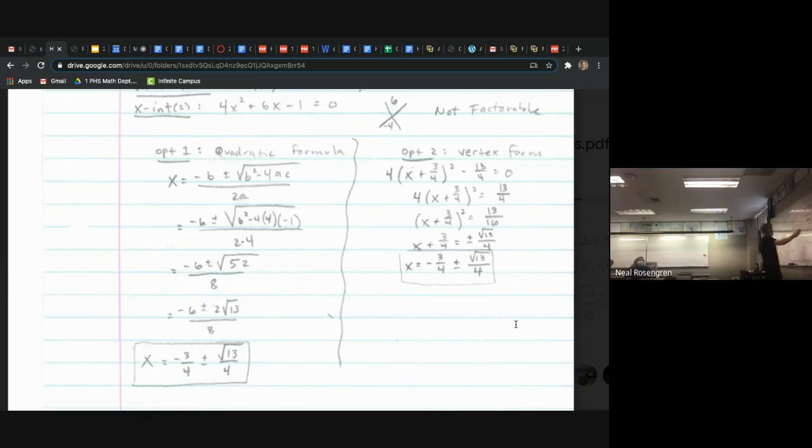If b squared minus 4ac is 0, it's the only time you're ever going to get 1 x-intercept, and it's going to be your vertex. It's going to come down, just hit the x-axis and take back off, or go this way. Either way. Okay, 2 x-intercepts.